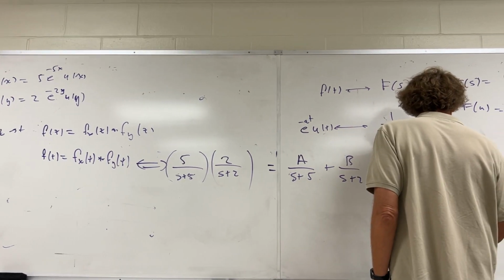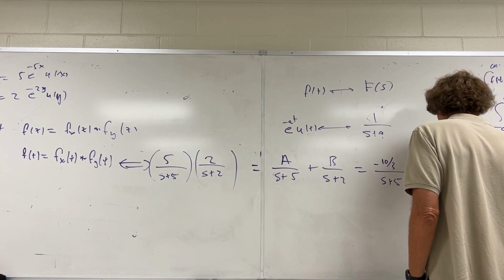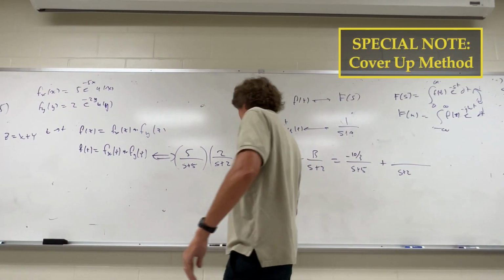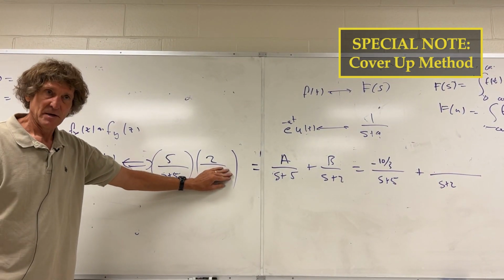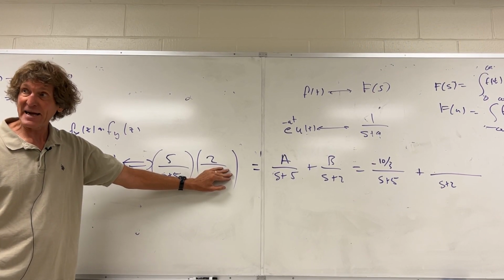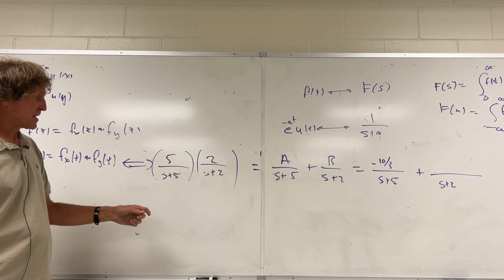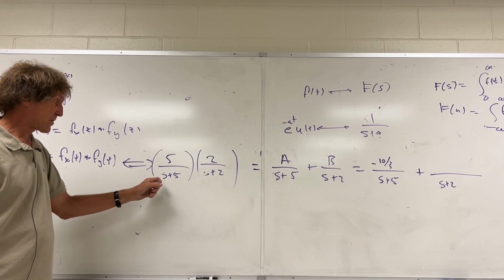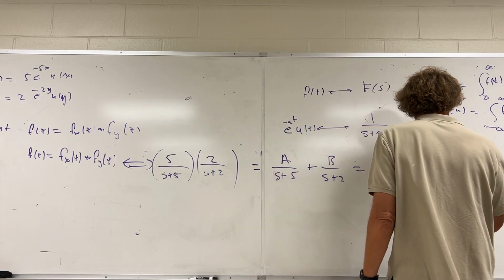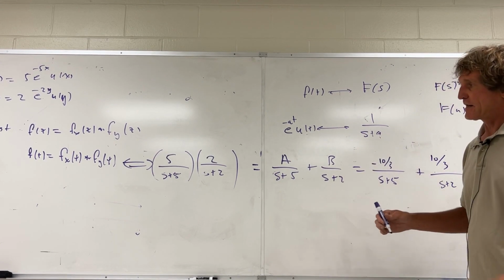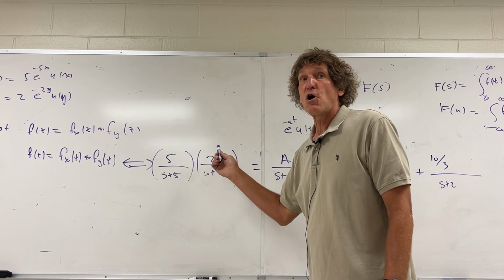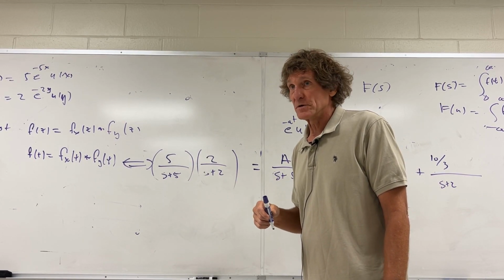And what's the next part? S plus 2, right? They call it the cover-up method. Come over here, use your hand to cover up the s plus 2 because we multiplied everything by it. Then let s go to minus 2, correct? At minus 2, what do you get? You get 10 over 3, so 10 thirds. And by the way, these always break down this way. When you have two single poles multiplied by each other, with no s on top, one coefficient will always be the negative of the other, always, okay, always.